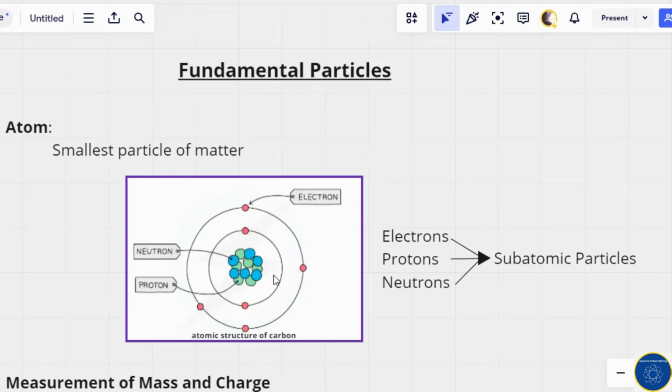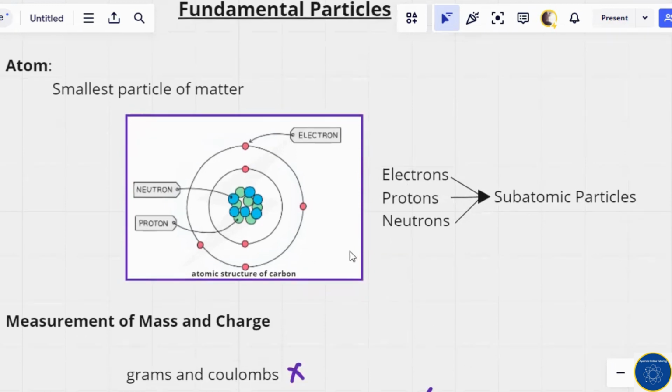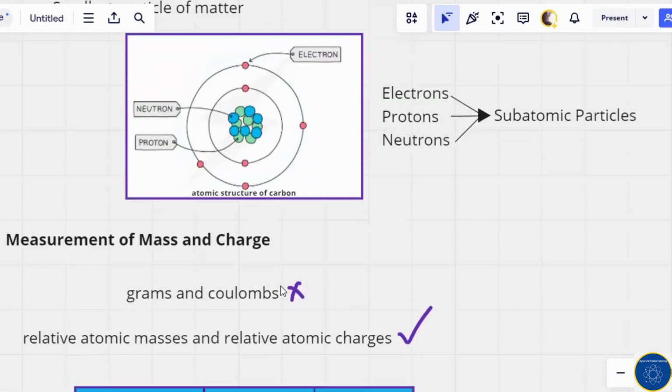Now, what if we talk about the subatomic particles? Subatomic particles are the particles an element is made up of, which include electrons, protons, and neutrons. These subatomic particles are so small that it is not possible to measure their masses and charges using conventional units. When we need to measure the charge and mass of these particles, we cannot measure them in grams or coulombs.